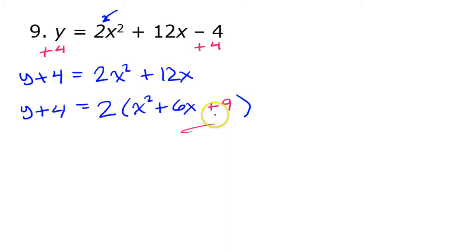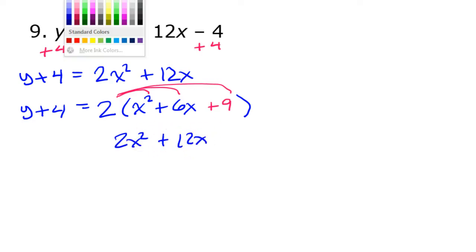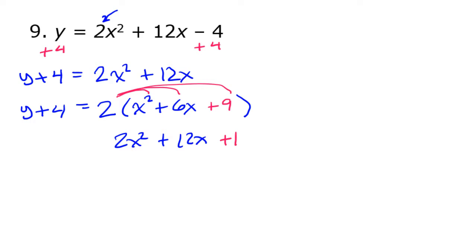It looks like I just added a 9 right now, but I didn't. This is really an 18. And the reason why it's an 18 is because I added 9 inside of parentheses that have a 2 out front. And imagine I were to do the distributive property here. You would see that what I really have is 2x squared plus 12x plus 18. So I really added 18.